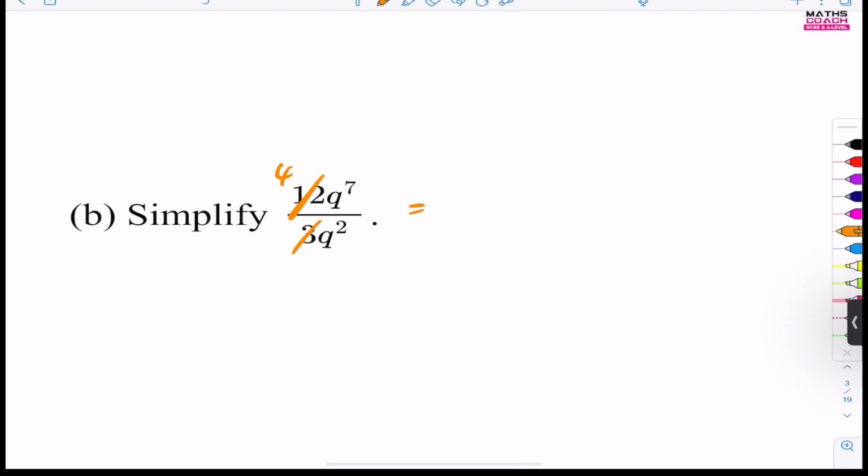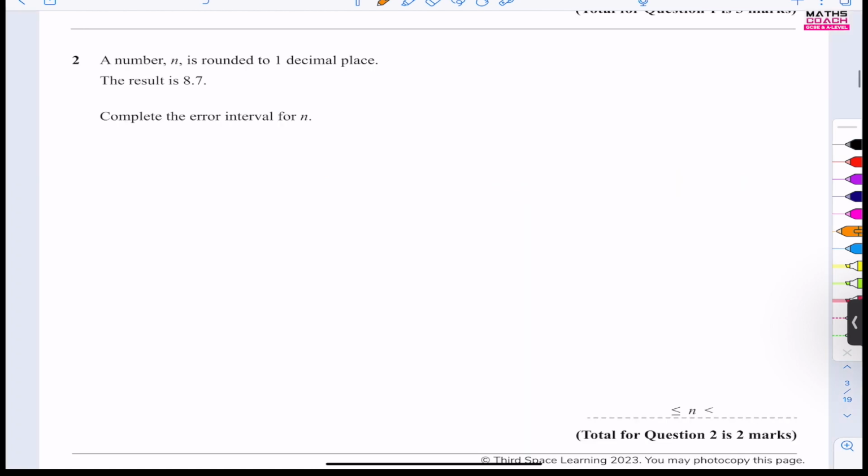So you have 4q to the power of 7 divided by q squared. And now we can just take the powers away from the q. So it will become 4q, and then we do 7 take away 2, so that gives us 4q to the power of 5.